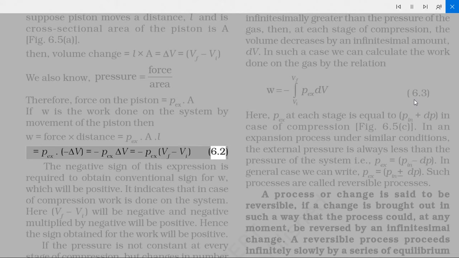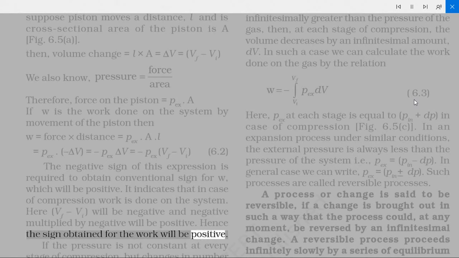w is equal to minus Pex times (Vf minus Vi), equation 6.2. The negative sign of this expression is required to obtain conventional sign for w, which will be positive. It indicates that in case of compression work is done on the system. Here, Vf minus Vi will be negative and negative multiplied by negative will be positive. Hence the sign obtained for the work will be positive.